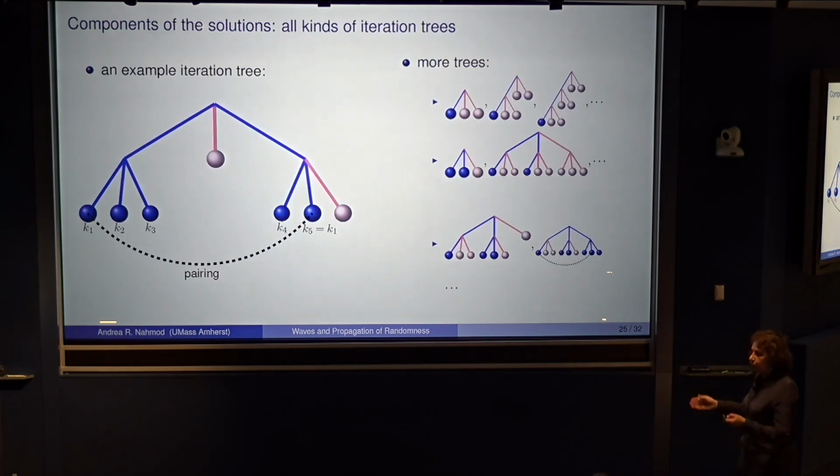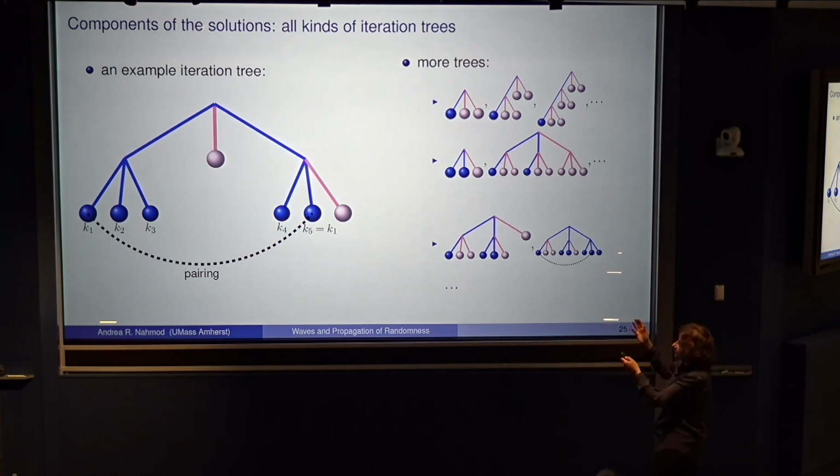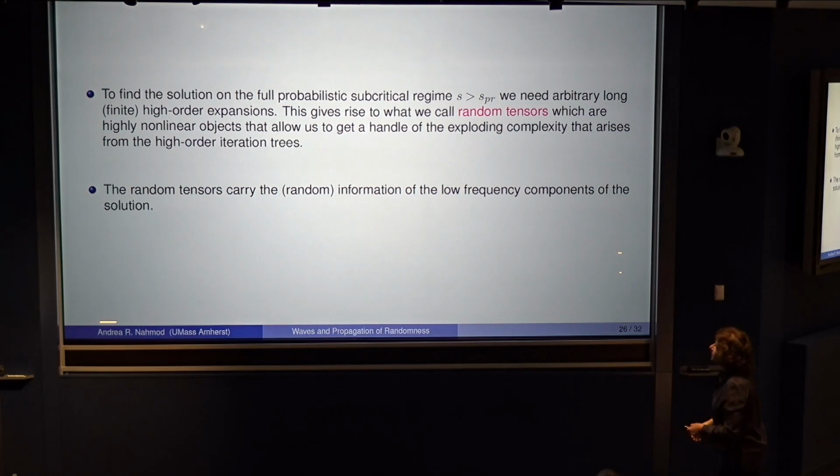And so the way that you do this is by sort of expanding, right? You expand the nonlinearity using the equation itself, and you can do these Feynman type diagrams or trees, whatever, and you get all sorts of trees, which is crazy. Just look at these pictures. And you need to find a way of organizing all of this. And so that's what the random tensors do. These are highly nonlinear objects that actually carry the information of the low frequency components of the solutions.